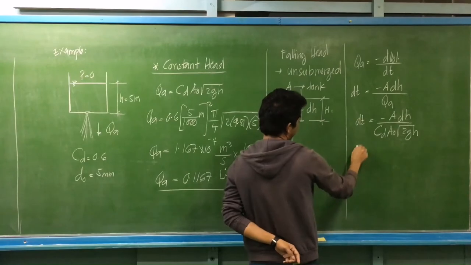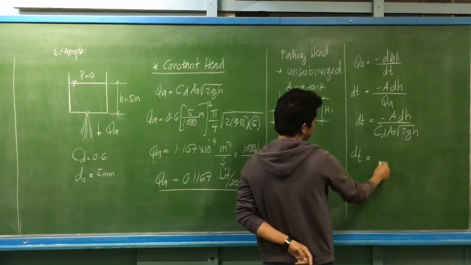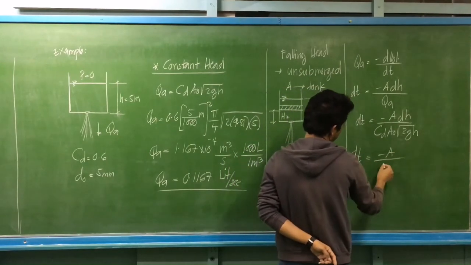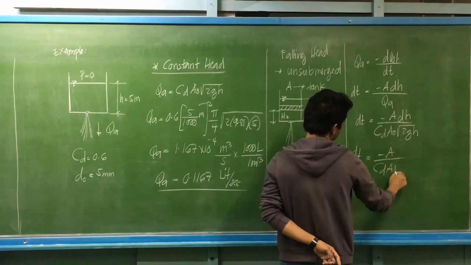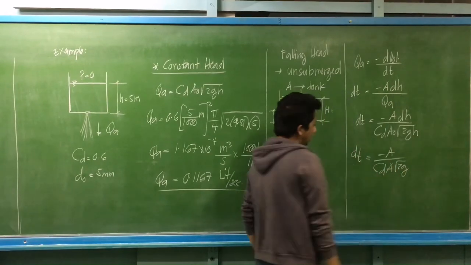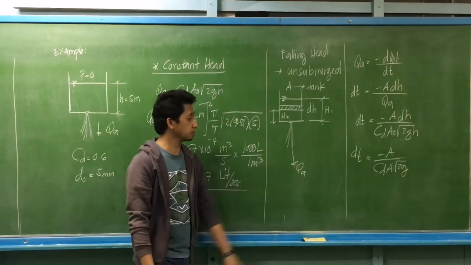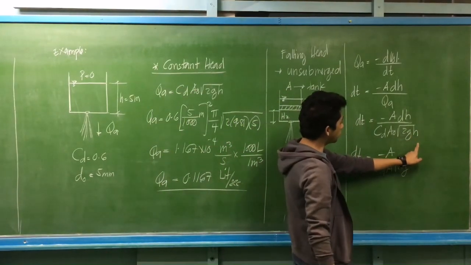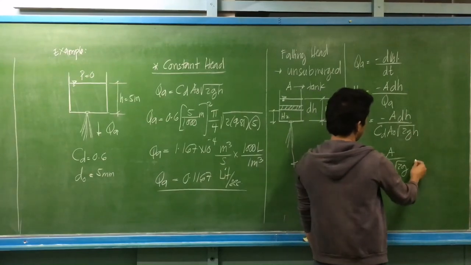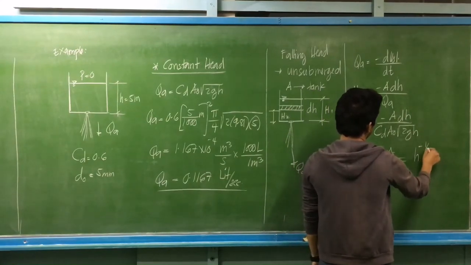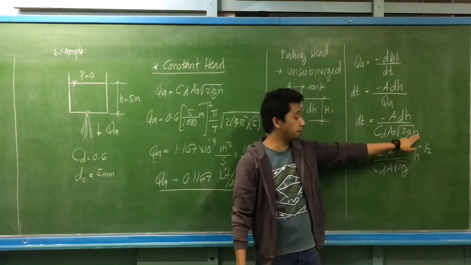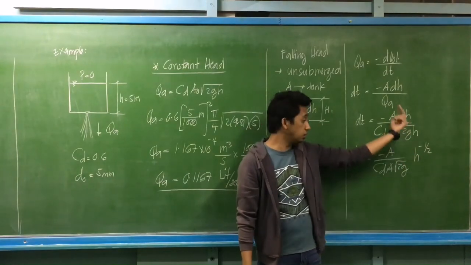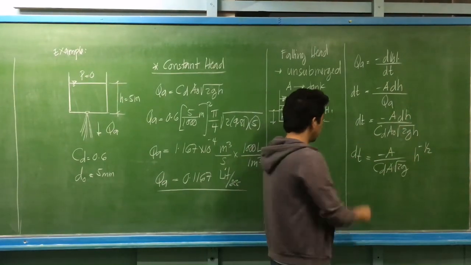So we have differential time is equal to negative area divided by C sub D, area of the orifice, square root of 2g. Let's separate the variables and constants. So this is square root of h. If I raise that, it becomes h raised to negative 1 half. Okay, so square root of h at the bottom, I raised it, that is the same as h raised to 1 half.